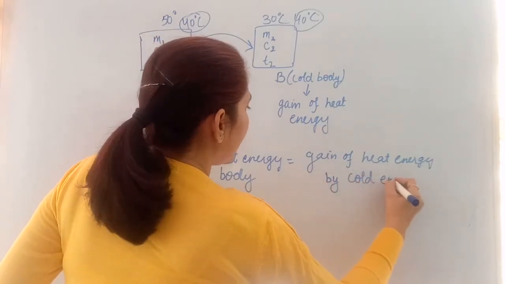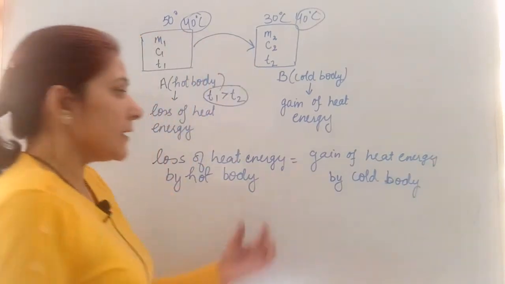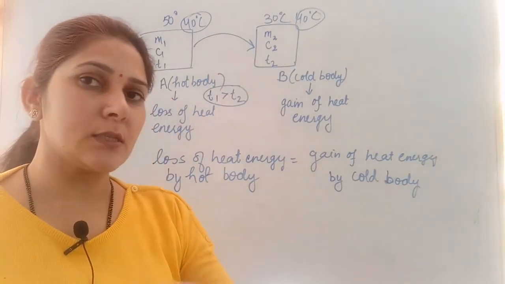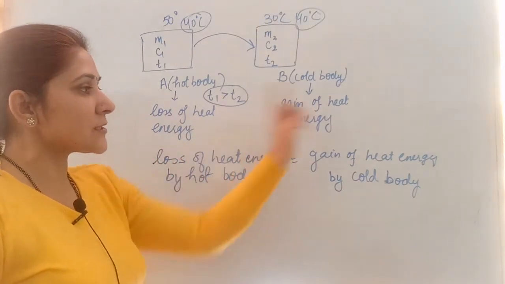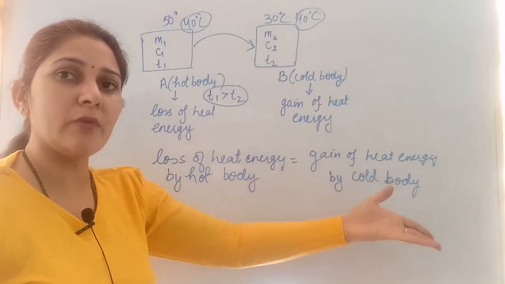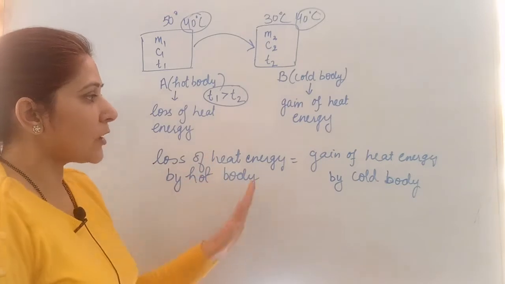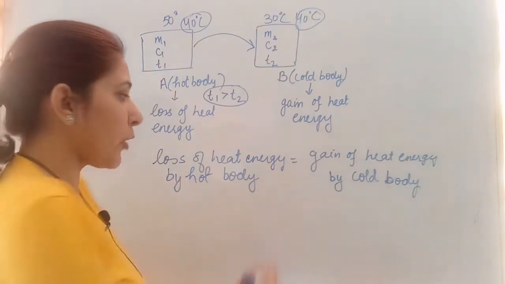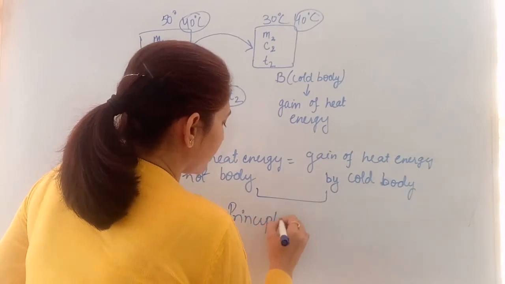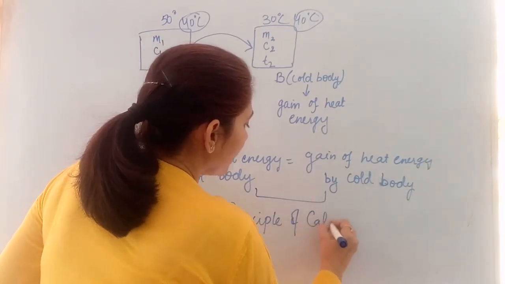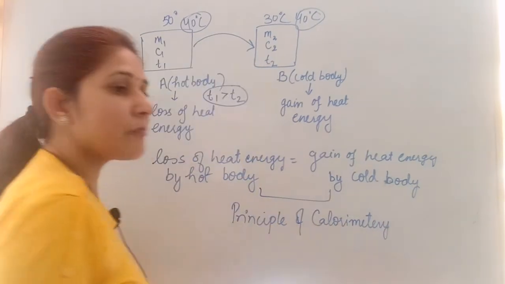These two are equal to each other, because we are saying that according to the law of conservation of energy there is no loss of energy. When there is no loss of energy, whatever is lost is gained by another substance, then only we can say this is followed. And this loss of heat energy by the hot body is equal to the gain of heat energy by the cold body. This is known as the principle of calorimetry, or we can say this is known as the principle of method of mixtures.